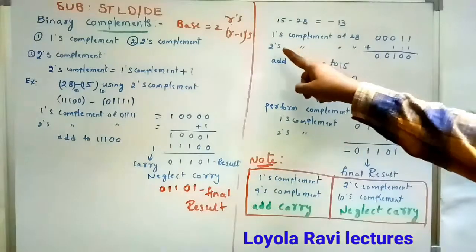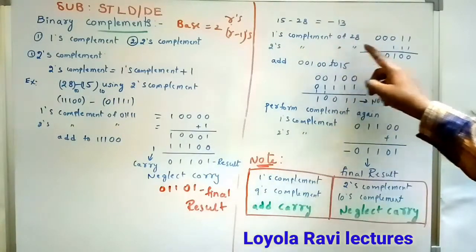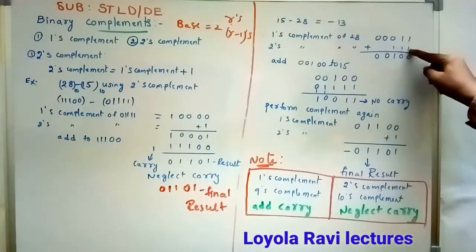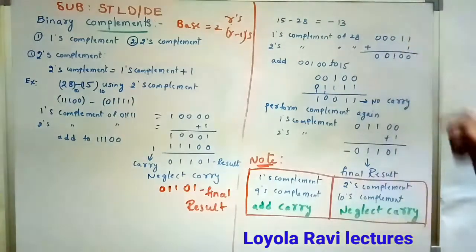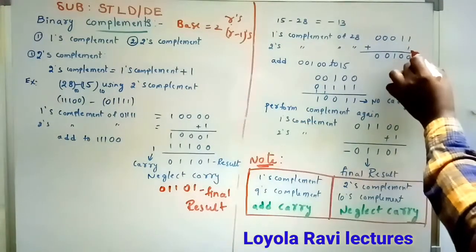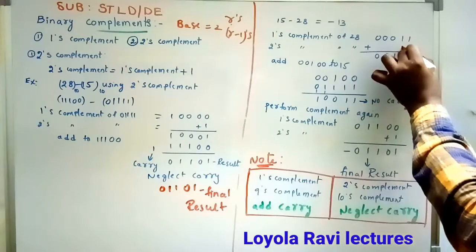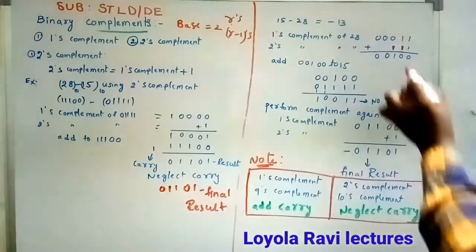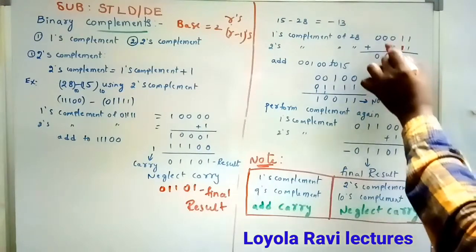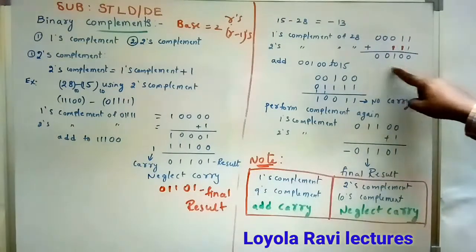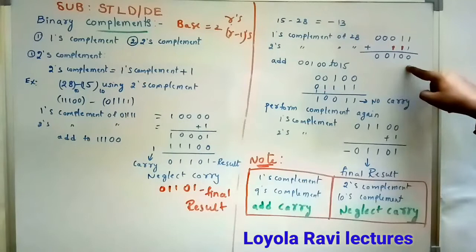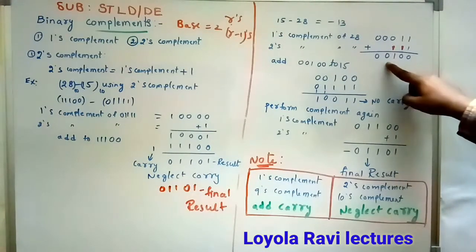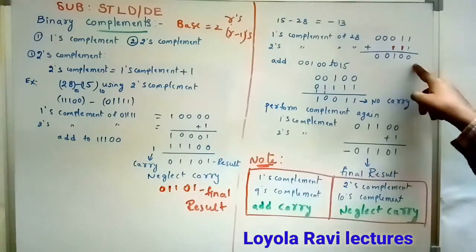The 2's complement of 28 is found by adding 1. I am adding 1 here. 1 plus 1 is sum 0 carry 1. Again 1 plus 1 is sum 0 carry 1. 0 plus 1 is 1, then 0, 0. So 00100 is the 2's complement of 28.